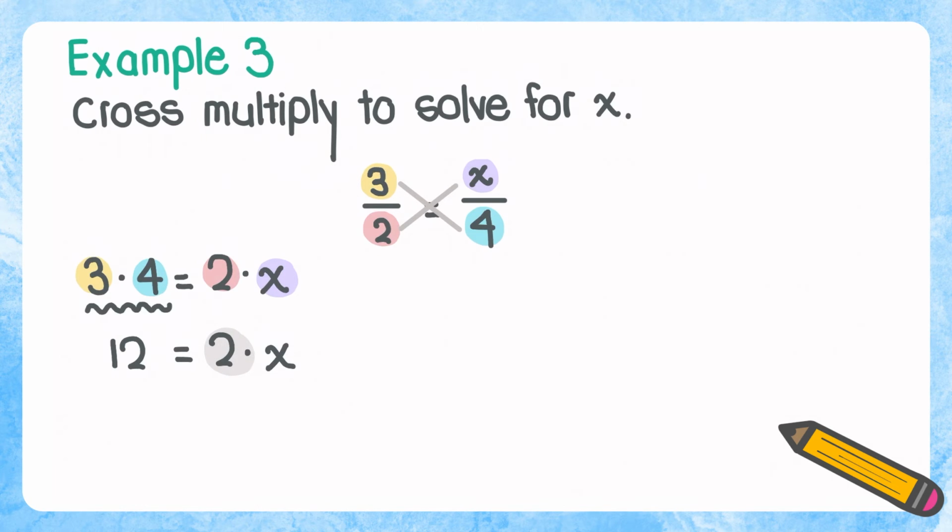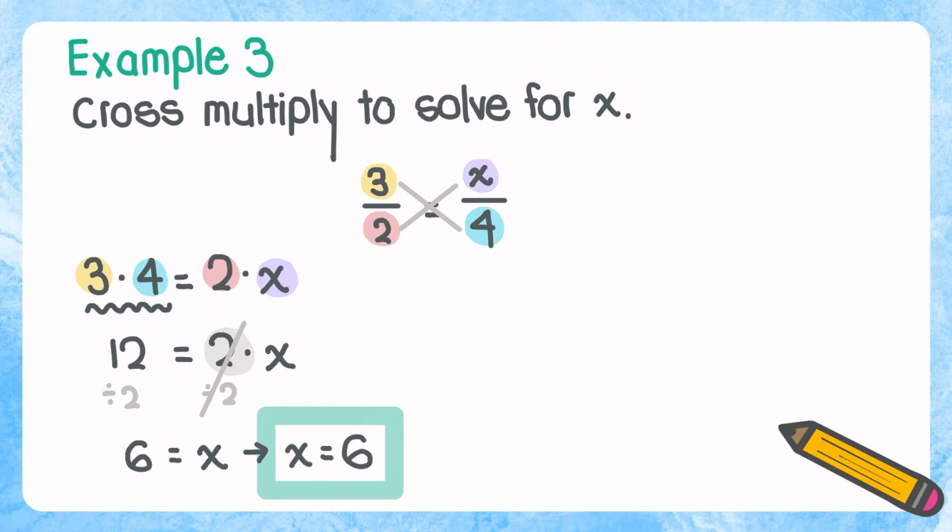We want to isolate x, so let's remove this part by dividing both sides of the equation by 2. This will cancel out, and 12 divided by 2 equals 6, so 6 equals x. In other words, x equals 6. So we were able to solve for x using cross multiplication.